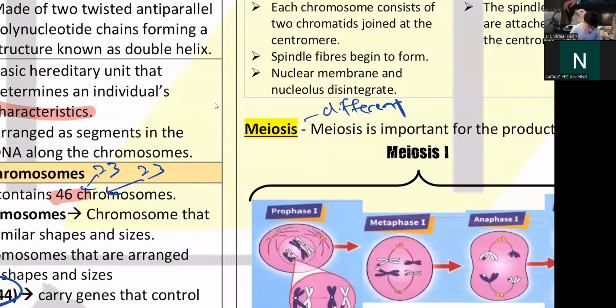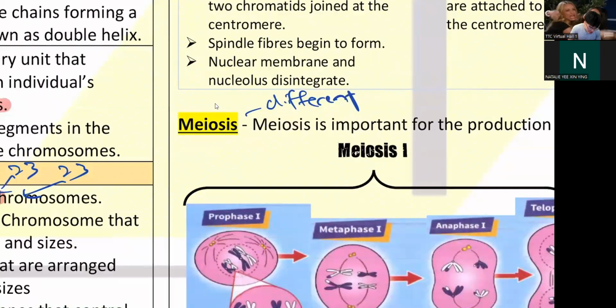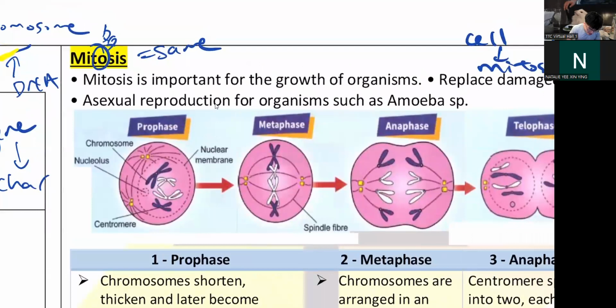Next, meiosis. Meiosis is no, they don't have two that are the same. See, easy. That's how I remember. You use my method, you won't get confused. So mitosis and meiosis: nothing is the same. So that's all.